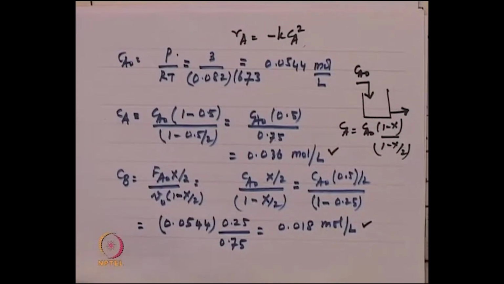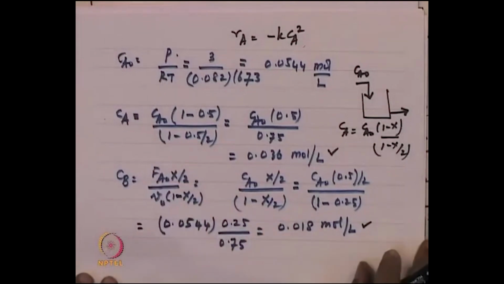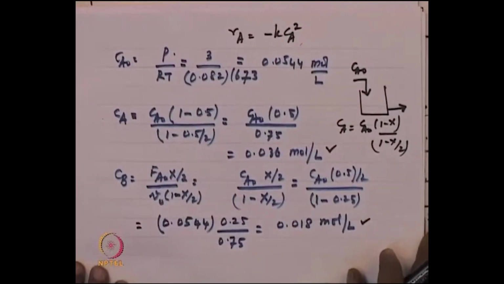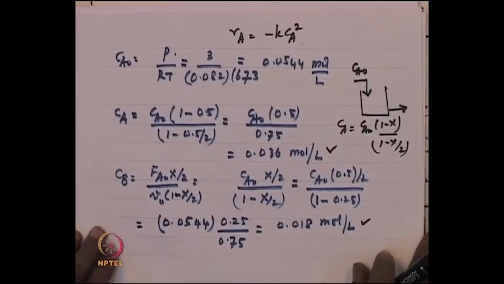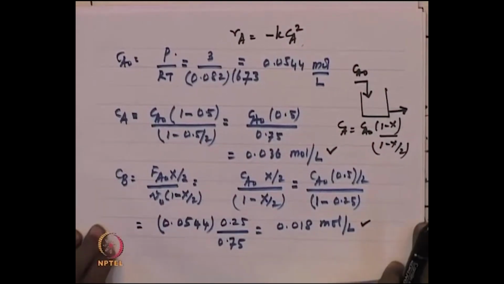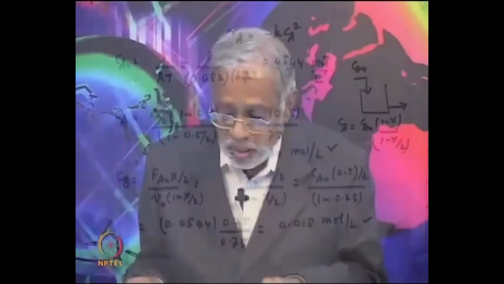So, we have calculated Ca and Cb, as well as Ca0. Now, we are in a position to put these things in our design equation to find out the volume of the equipment that is required to obtain a conversion of 0.5. Let us do that now.